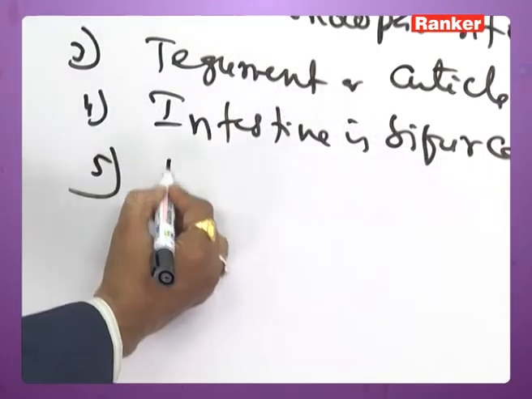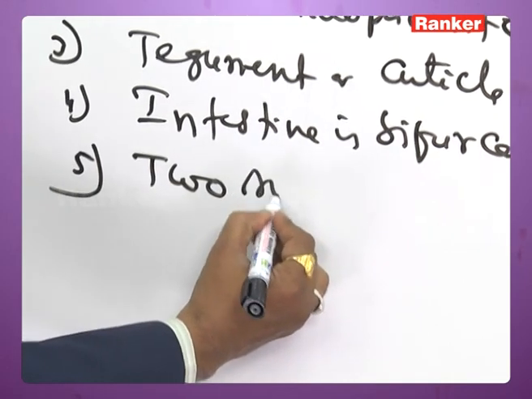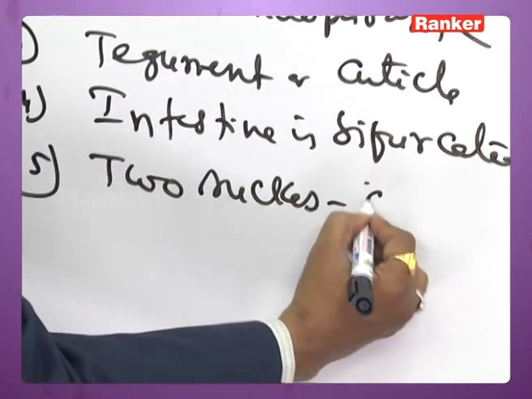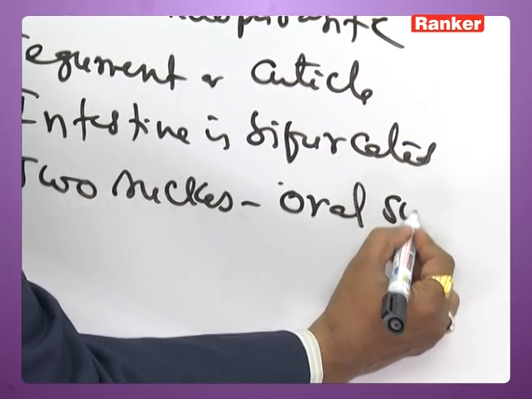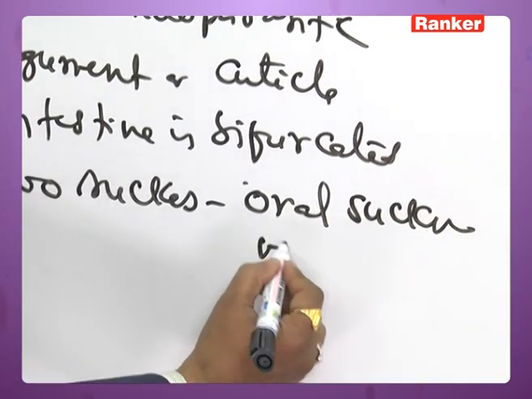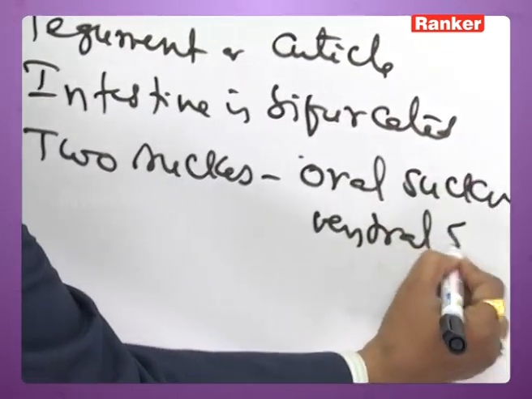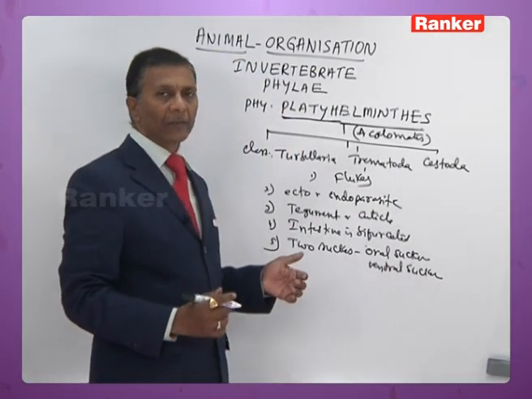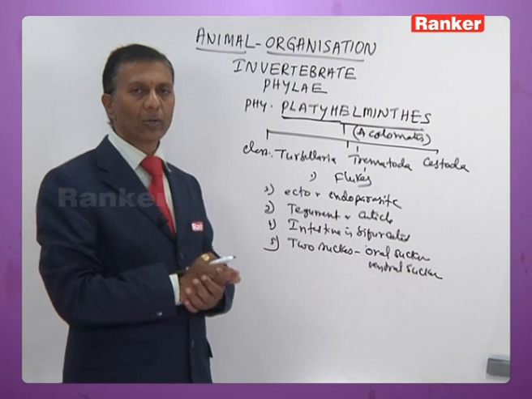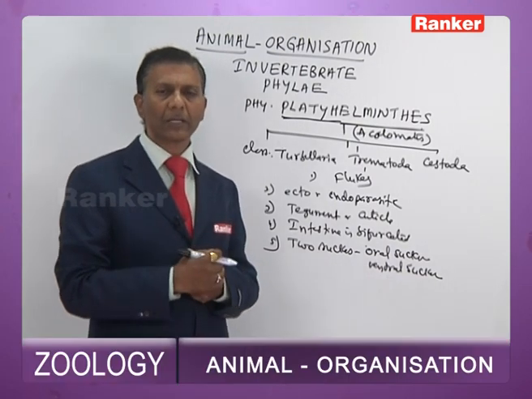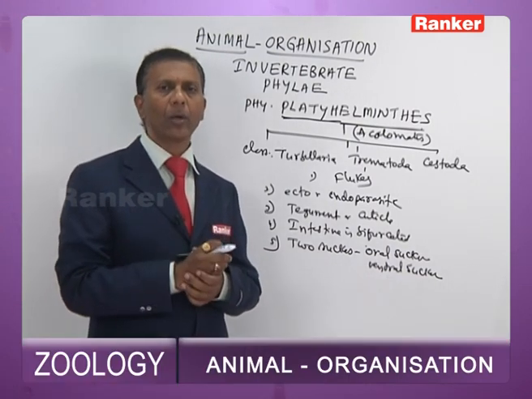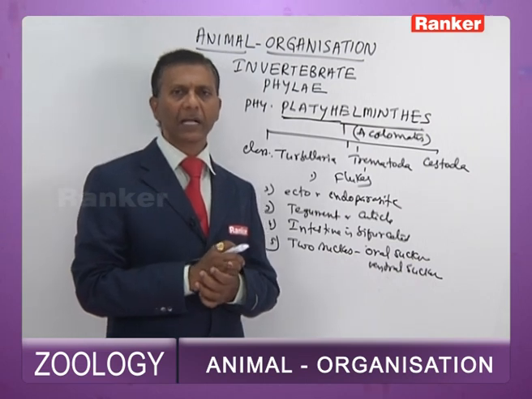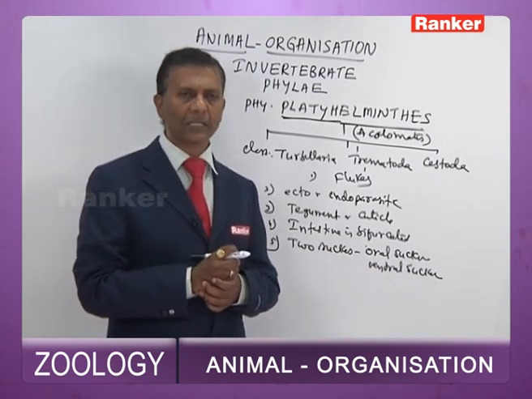Then they've got two suckers, oral sucker and ventral sucker. Again, most of the trematodes are with two suckers, and a few of them are with a single sucker. It's again divided into monogenea with a single sucker, and digenea with two suckers.